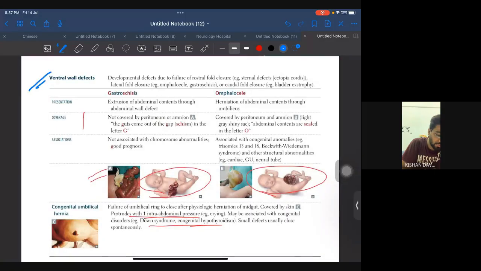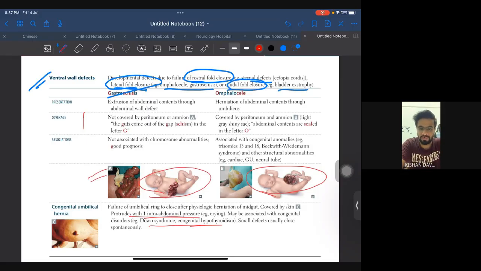The developmental defect due to failure of rostral fold closure. Okay, they will give you a diagnosis of gastroschisis or omphalocele, and then they will ask you which fold closure: ventral fold closure, caudal fold closure, rostral fold closure. All those types of fold closure they will be telling, and you need to figure out what type of fold closure they are talking about. Okay, so you have rostral fold closure, example sternal defect, ectopia cordis; lateral fold closure, example omphalocele, gastroschisis; and caudal fold closure, that is bladder exstrophy. So for omphalocele and gastroschisis, you have lateral fold closure.